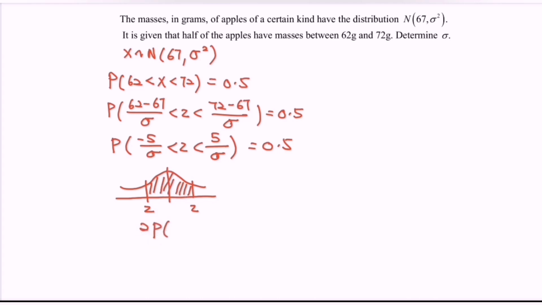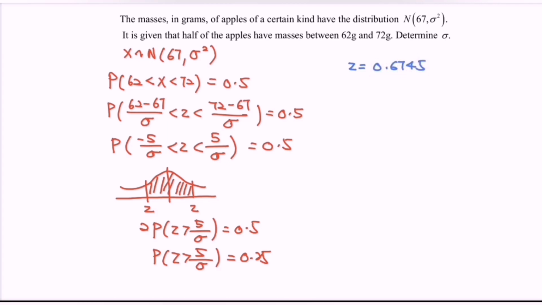So rewrite the situation: 2 multiplied with the probability z greater than 5 over standard deviation equals 0.5. Rewrite: z greater than 5 over the standard deviation equals 0.25. By referring to page 23, we note that the value of z is 0.6745. So 5 over the standard deviation equals 0.6745. So the standard deviation will be equal to 5 over 0.6745, which is 7.413.